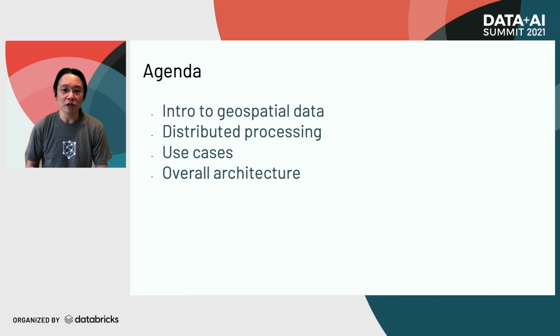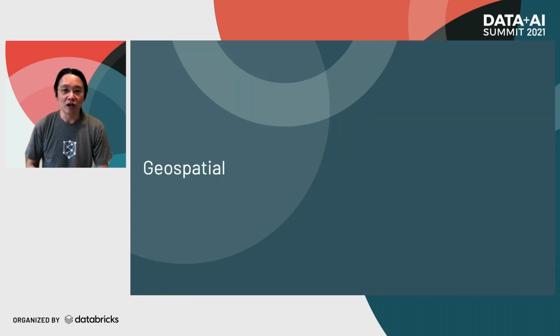So today we're going to be diving into a number of different topics. To begin with, we're going to talk about geospatial data, and then we're going to dive somewhat deeper into the distributed processing methodology. Next, we're going to move on to a number of use cases. We're going to cover the actual code, how that could be implemented. And then we're going to wrap up this conversation by talking a little bit about the overall architecture here at SafeGraph. So first, geospatial.